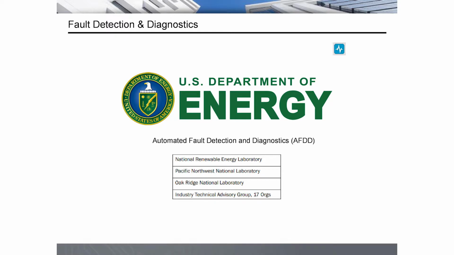The U.S. Department of Energy has been working on this. They've been working with the National Renewable Energy Laboratory, Oak Ridge Laboratory, and Pacific Northwest National Laboratory. And they've been working on this in the public sector and are helping to drive it in the private sector along with ASHRAE.